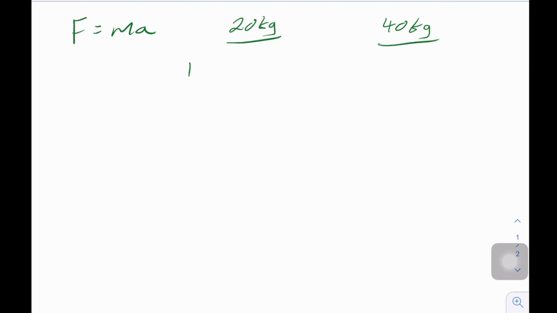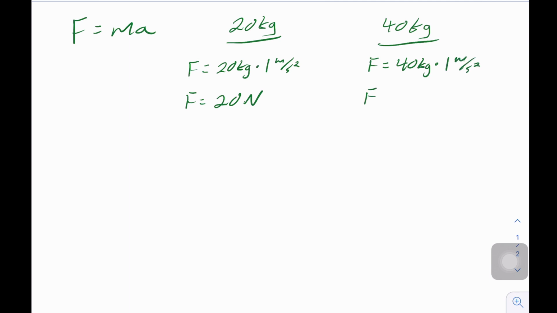Now our 20 kilogram will be F equals mass times acceleration of 1 meter per second squared. So the net force that would be acting here would be 20 newtons. On our 40 kilogram, F equals mass, which is 40 kilograms. They're accelerating at the same rate, so 1 meter per second squared. So our net force here would be 40 newtons. So we could say that the force on A is half that of B, or we could say the force on B is double the force on A.